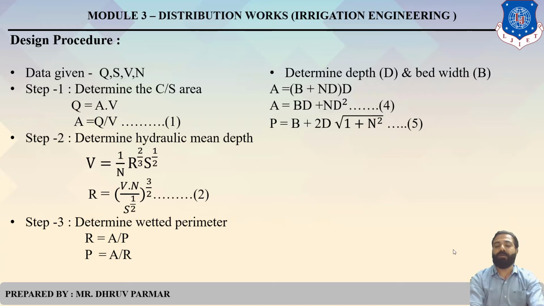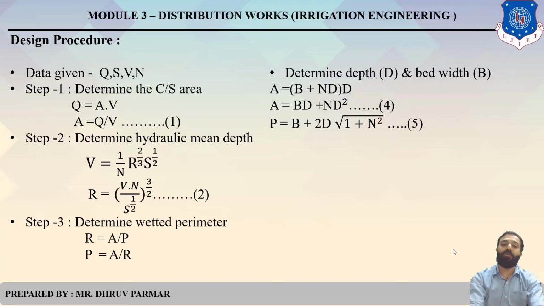What is step one? Determine the cross-section area. How can you find that cross-section area? We have two things, discharge and velocity. You know the continuity equation, Q equals A V. We have discharge and velocity, so area equals Q upon V. So you can find the cross-section area.